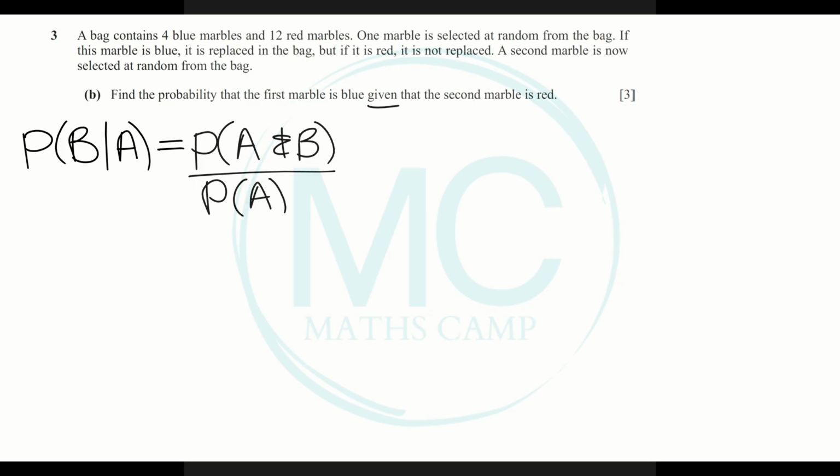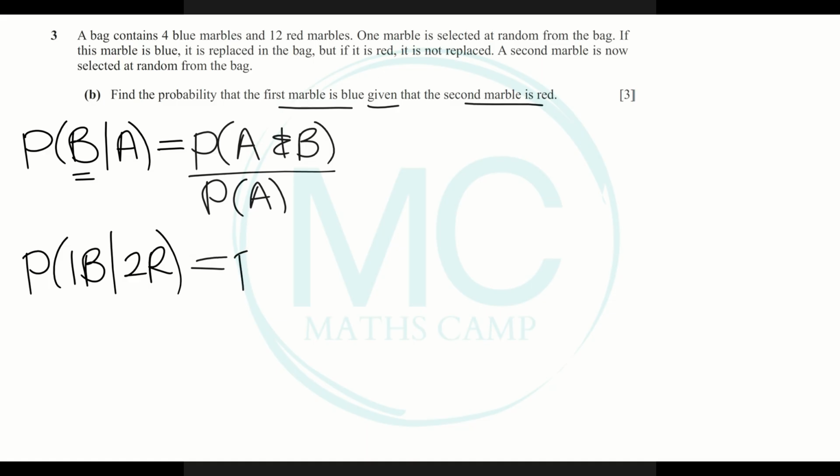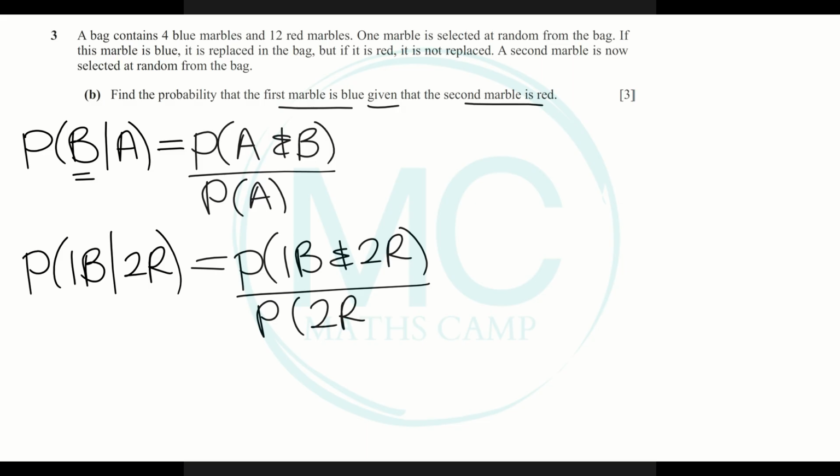In this case, B is that the first marble is blue. So I'm going to say probability that the first marble is blue given the second marble is red is now equal to probability the first marble is blue and the second marble's red over the probability that the second marble is red.